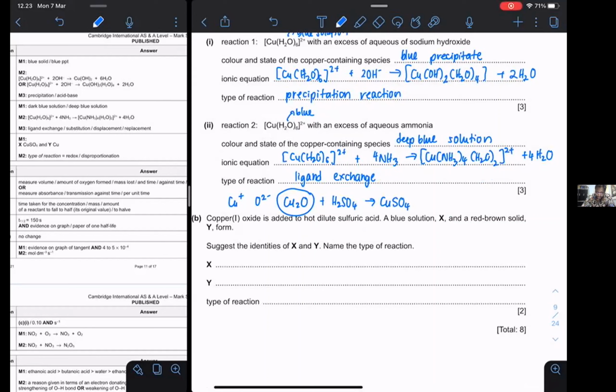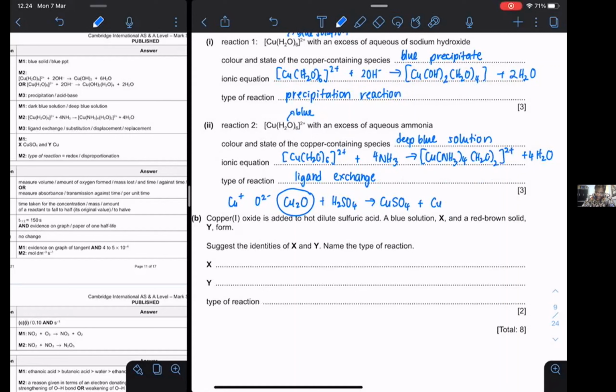A red brown solid is going to be Cu. Yeah, so I think it's going to be copper oxide plus H2O. Okay, I think Cu, it cannot be CuO. So it's going to be Cu.